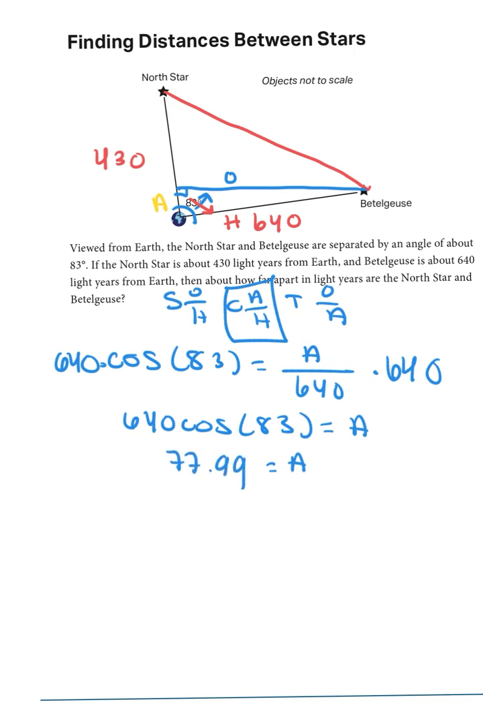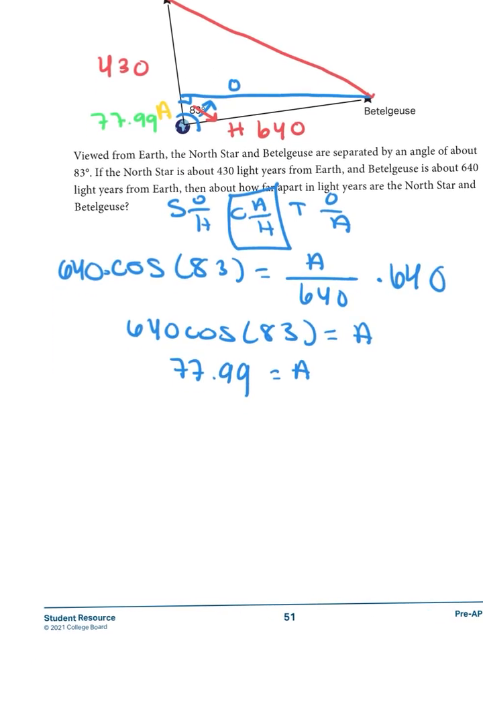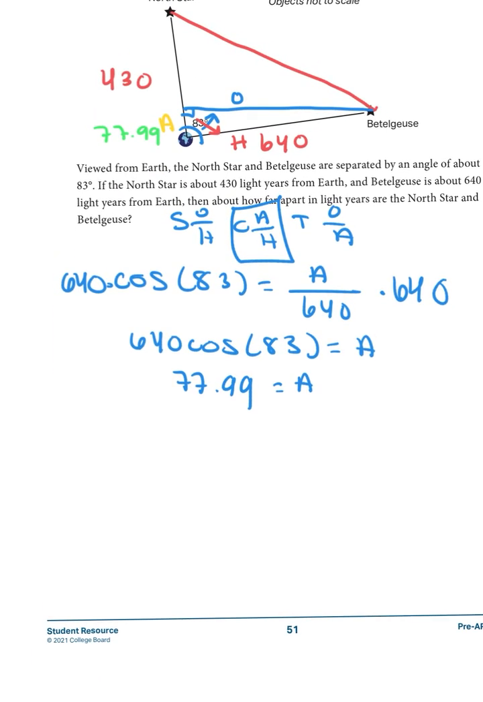So this right here is 77.99. Okay. So that means that I have A and I have the hypotenuse here. So I can find O now. Because remember, this itself is a right triangle. So I can do the Pythagorean theorem with this small triangle, okay?